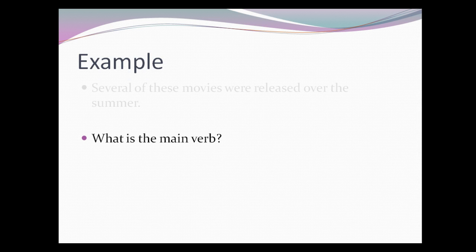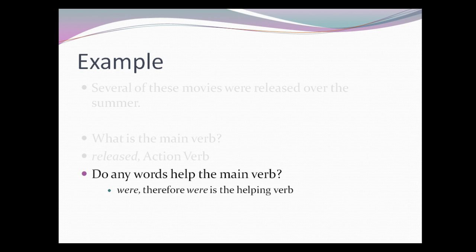First example: several of these movies were released over the summer. Now your first step, find the verb. Right. The main word here is going to be released. That's an action word. Are there any other words in front of it that help it? Yep. Were. Were could be a verb by itself, but it's were released. So, we know that's the case.